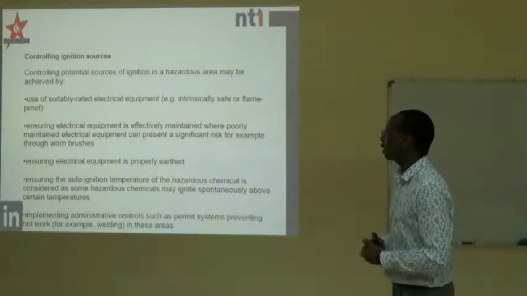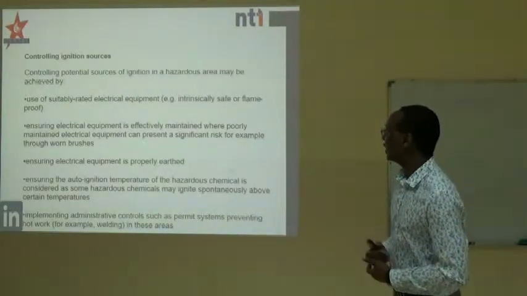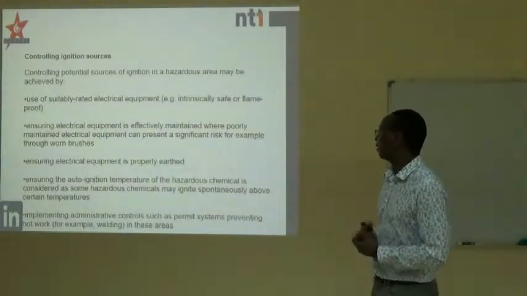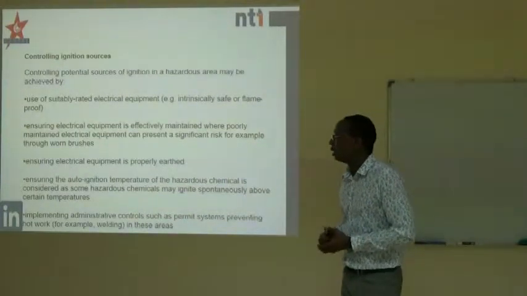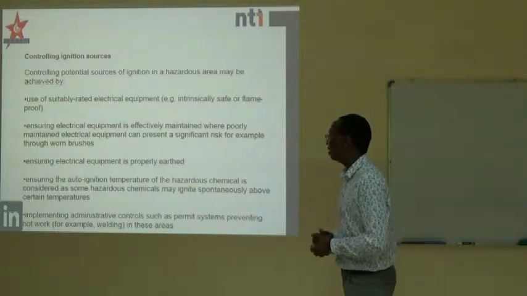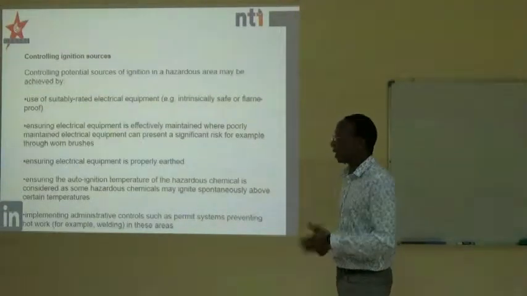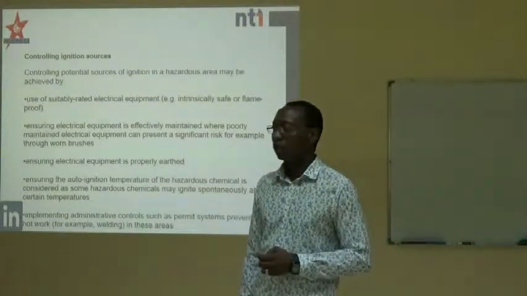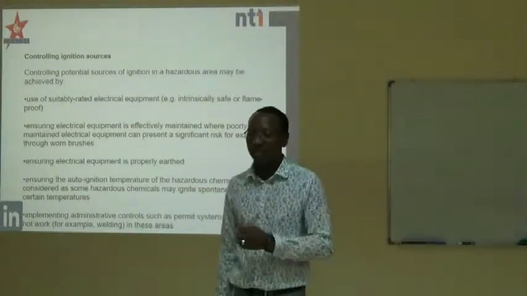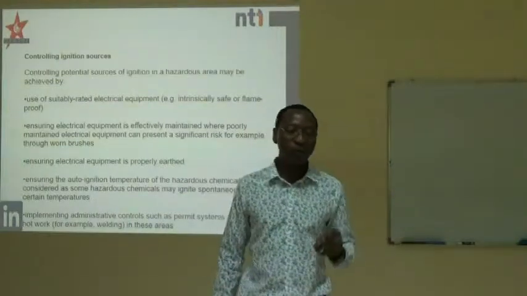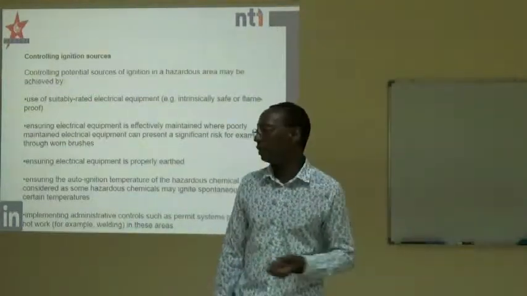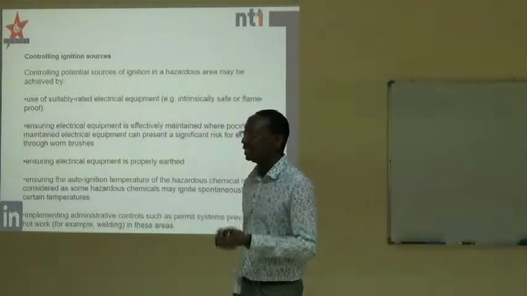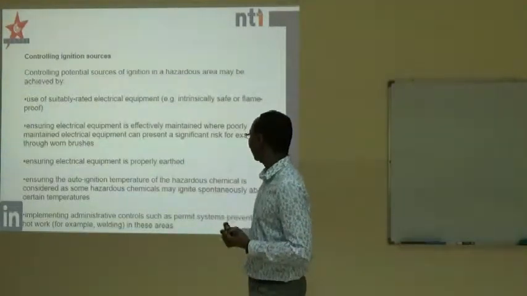Next thing, ensuring electrical equipment is effectively maintained. Poorly maintained electrical equipment can present a significant risk, for example, worn out brushes. Electrical equipment requires maintenance regularly. So it is important for you to make sure that when the equipment is due for maintenance, it is carried out. You are not supposed to postpone maintenance. Maintenance is critical. Look at the example given there.